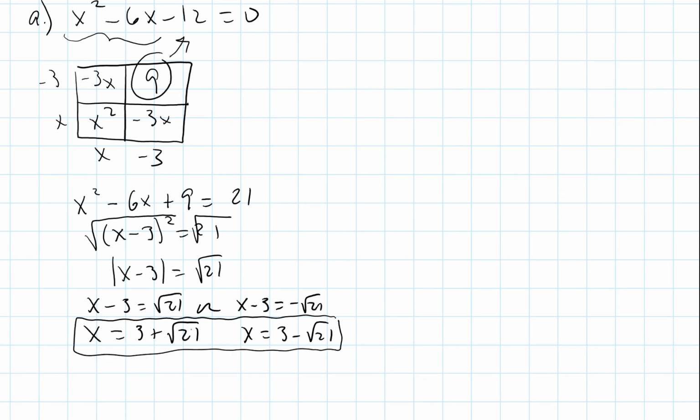Now, sometimes you have to simplify what's under that square root. In this case, we don't. I suppose I should say you could also write your answer as 3 plus or minus the square root of 21. That's an acceptable way to write the answer as well. All right.